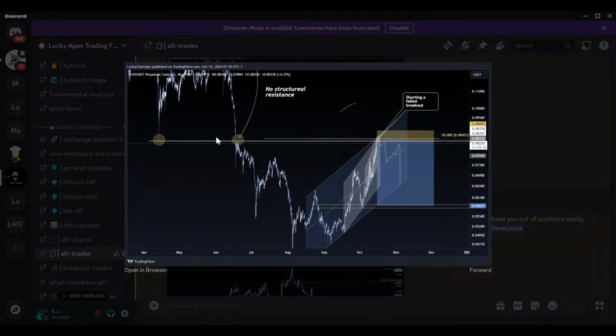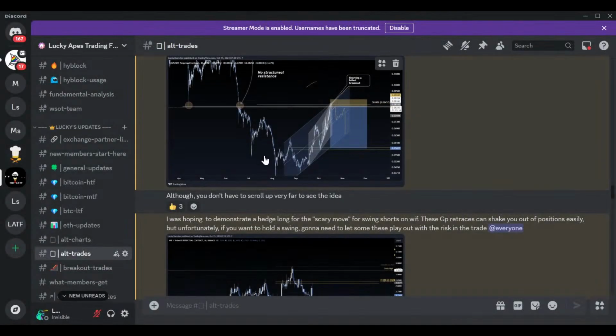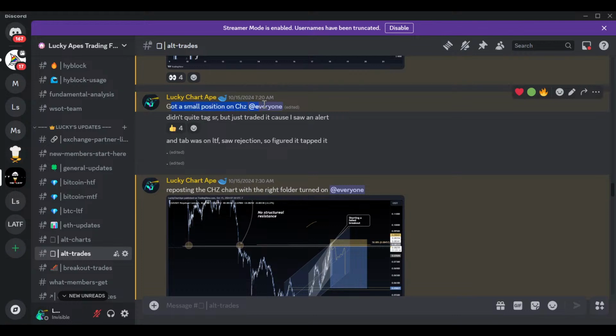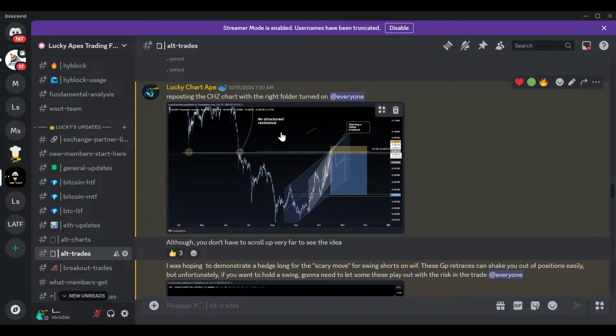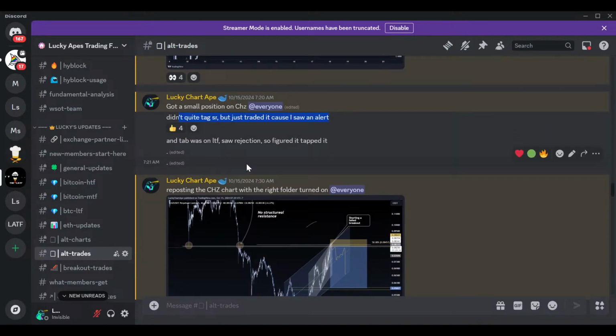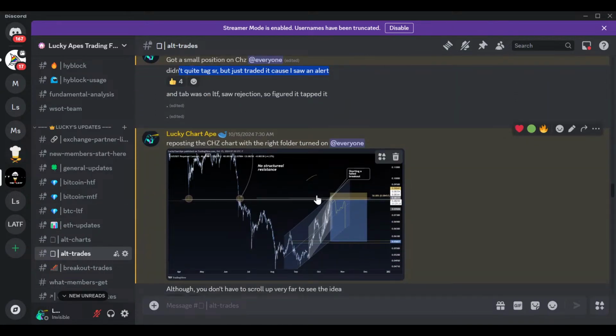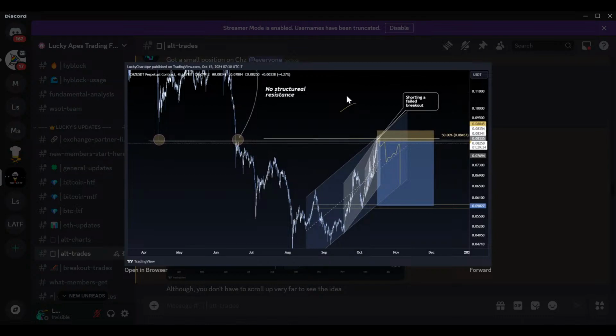Price comes up to the level, I say I'm taking the short. Got a small position on CHZ. There's a lot happening here. I was trying to update all the channels. Didn't quite tag SR, but just traded it. I accidentally shared the wrong chart because I had something else copy pasted from another trade setup. Then I just reposted. This is the setup I'm trading.